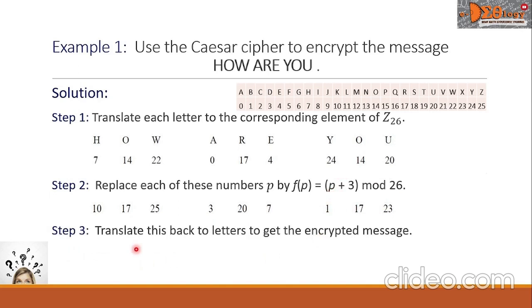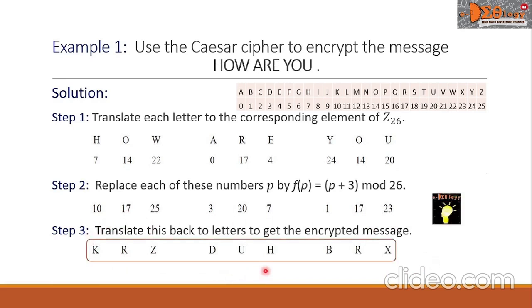For step 3, we translate this back to letters to get the encrypted message. Using the same table above, we will write the corresponding letters based on the numbers, meaning this 10 becomes K, 17 is R, 25 is Z, and so on. This is now the final answer.